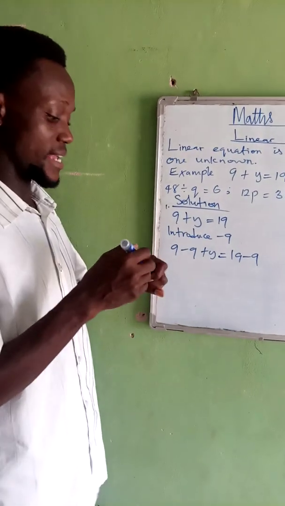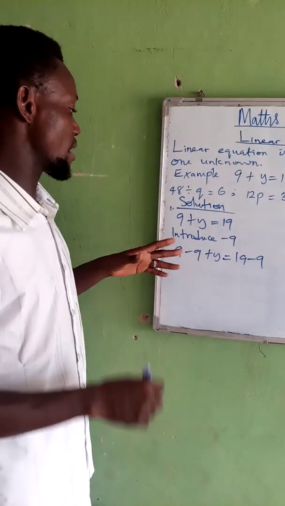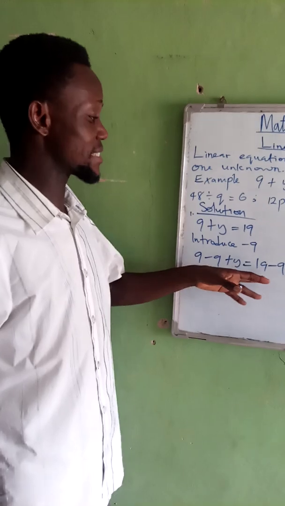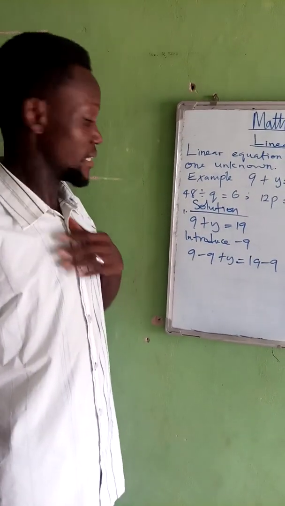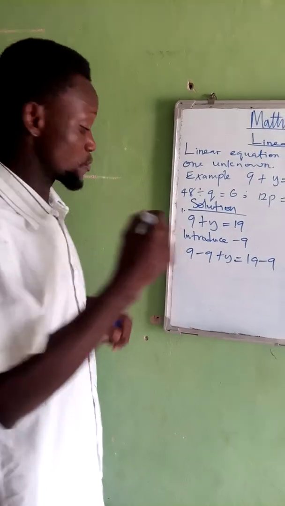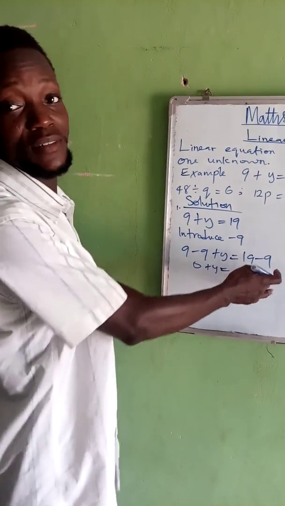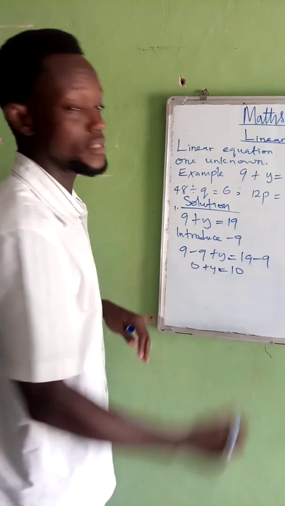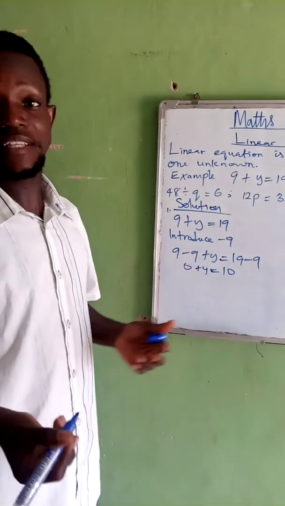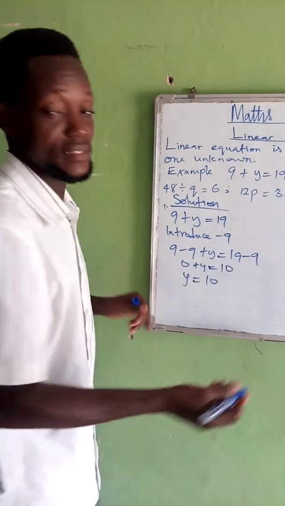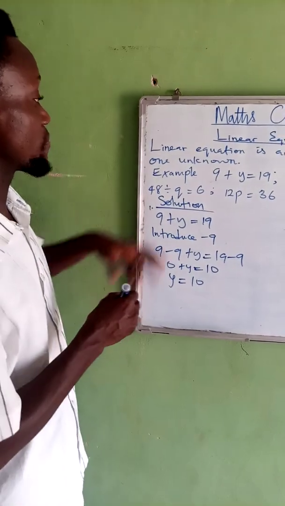9. Now here we have 9 minus 9 plus y equals 19 minus 9. 9 minus 9 will give you what? It will give you 0 plus y equals 19 minus 9, which gives us 10. Now 0 plus y is the same thing as y equals 10. Okay, that's for this first part.